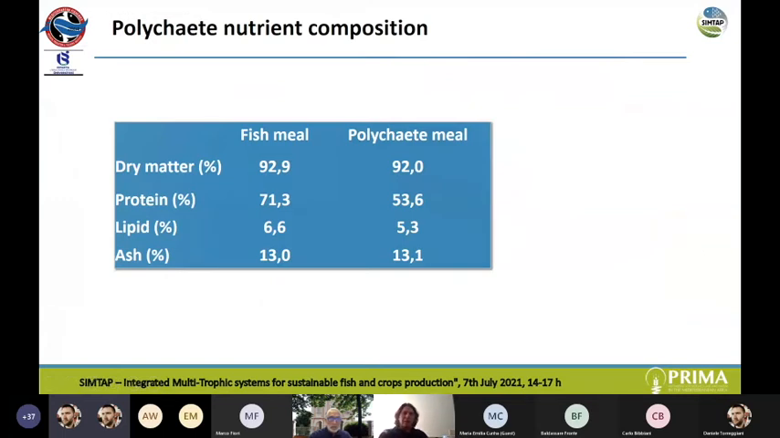I would like to give some information about the nutritional composition of polychaete in comparison with the fish meal that we used in the experiments. Fish meal composition belongs to a mixture of fish meals from 3 different sources, and their protein is very high, as you can see. Polychaete material has less protein compared with fish meal, and lipid level is comparable. Ash level is also comparable.